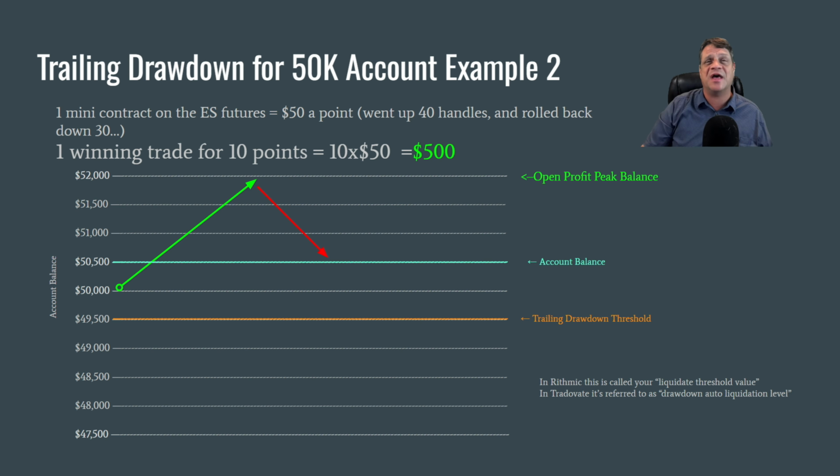The account balances after the trades are the same in both examples, but the distance between the account balance and the trailing drawdown threshold in this example is only $1,000. And that means you are much closer to blowing up than it might seem. Even though you were profitable, even though the trade was a winner in both examples.